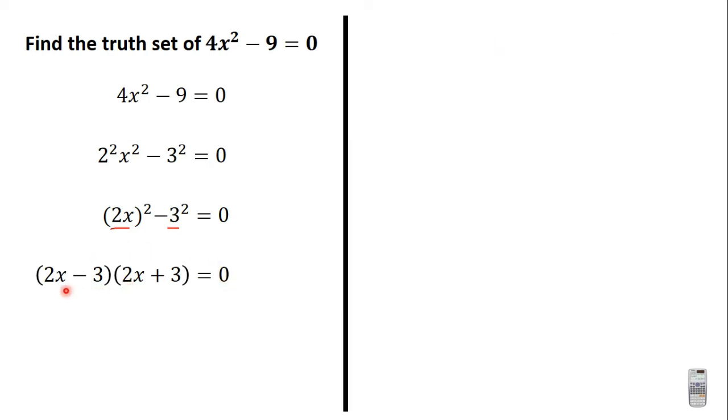To find x, we will equate the expression in the first bracket to 0. So we have 2x minus 3 is equal to 0. We can find x from here. 2x will be equal to 3. We divide the left hand side by 2, divide the right hand side by 2, and x will give us 3 divided by 2.